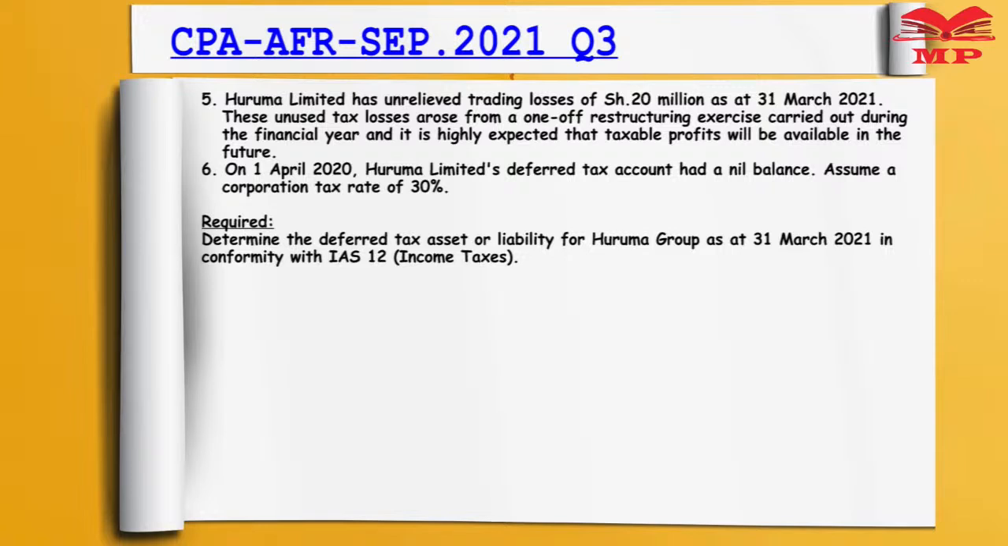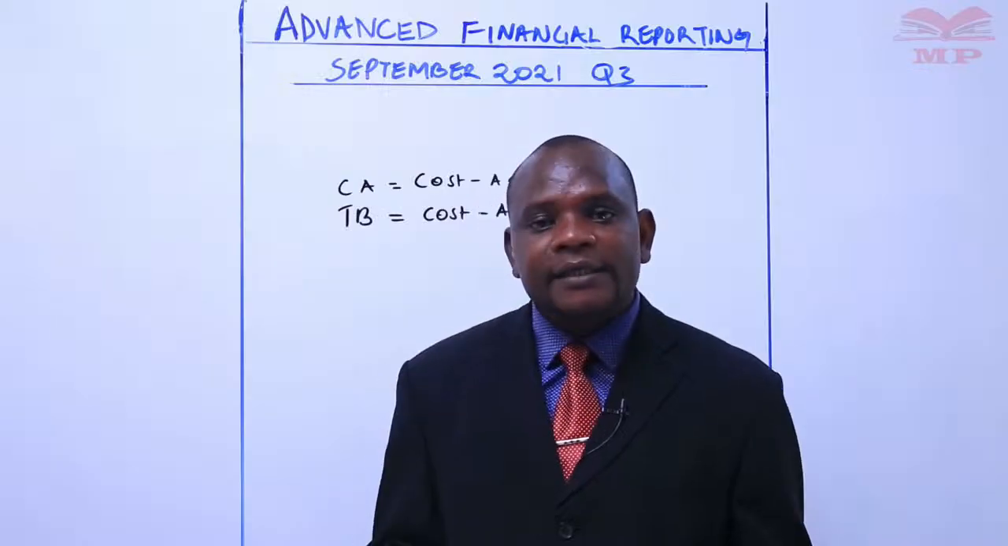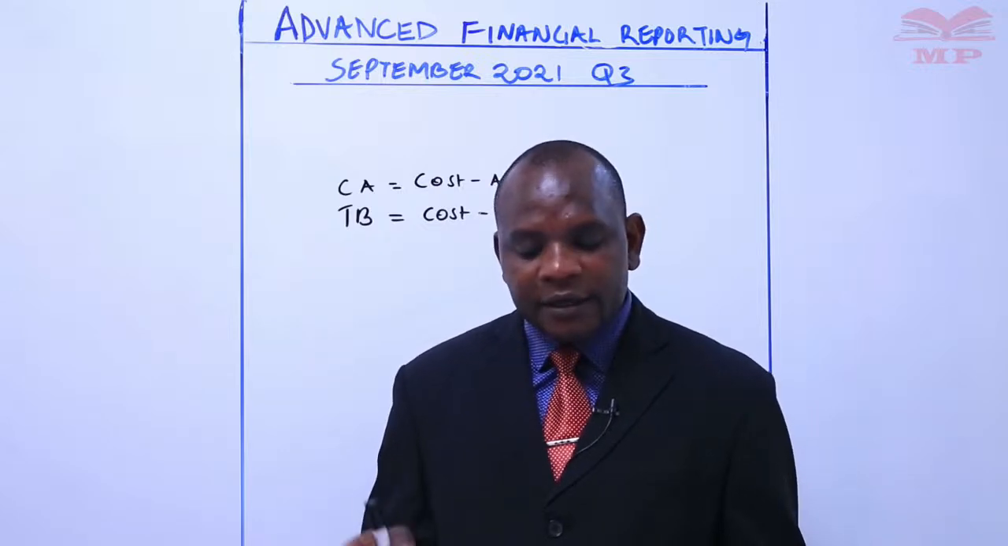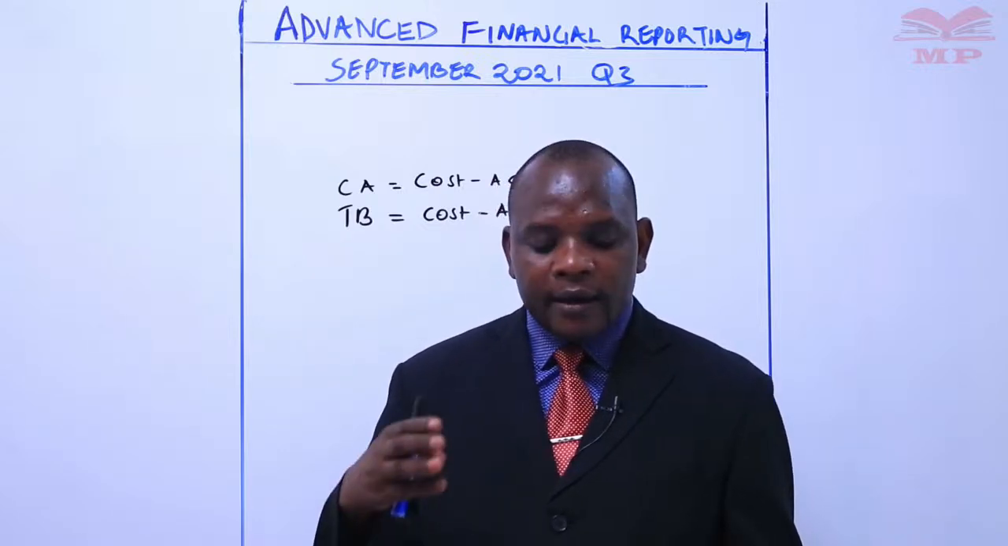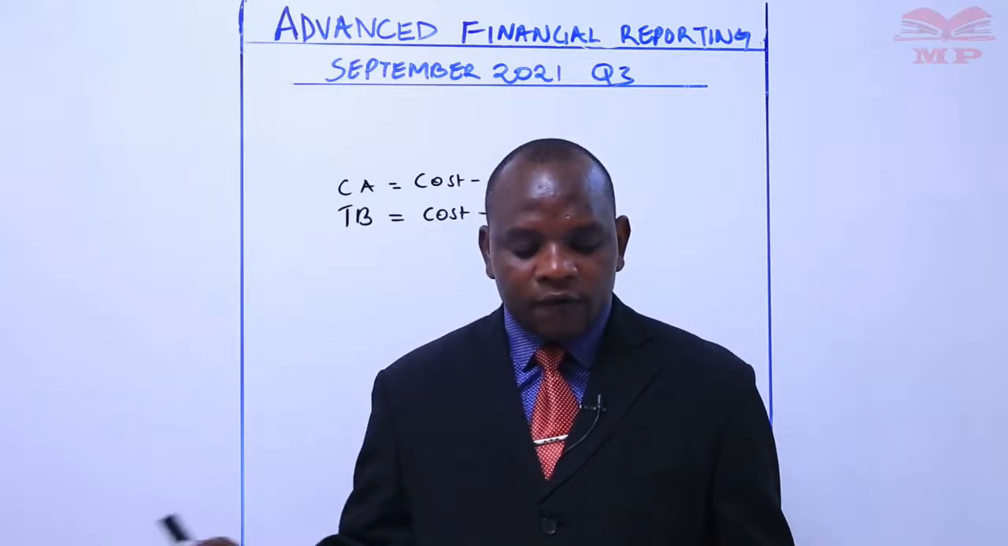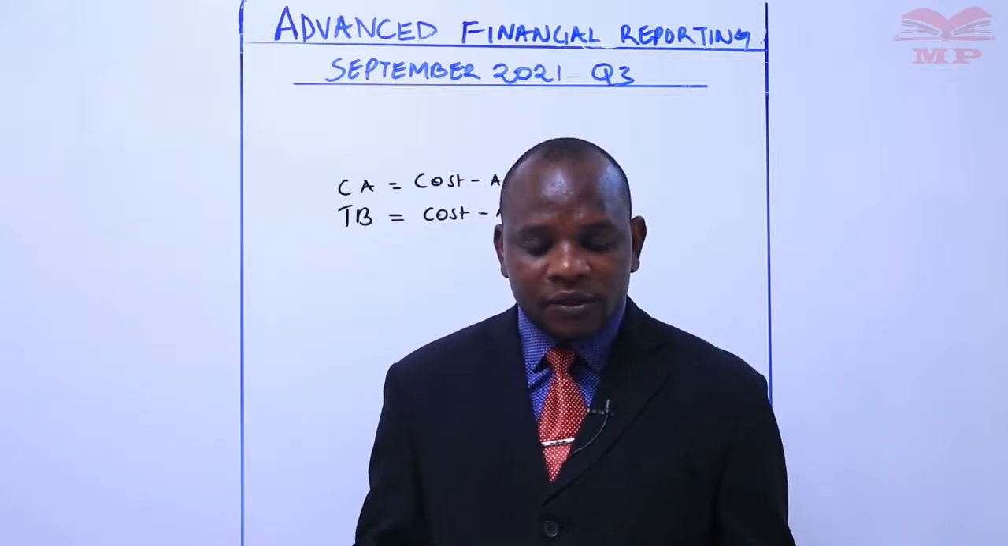On 1st April 2020, Huruma Limited's deferred tax account had a nil balance, assuming a corporation tax rate of 30%. Required: determine the deferred tax asset or liability for Huruma Group as of 31st March 2021 in conformity with IAS 12 Income Taxes. So this is testing again, extending the knowledge of IAS 12 with a combination of financial statements, or group financial statements.